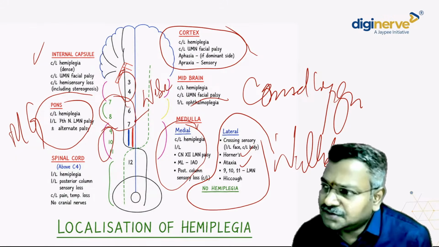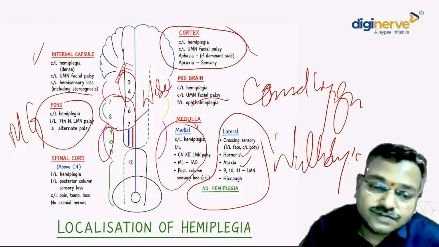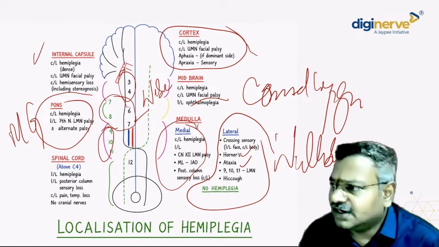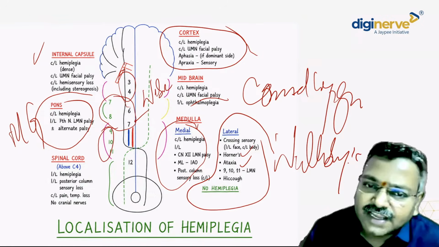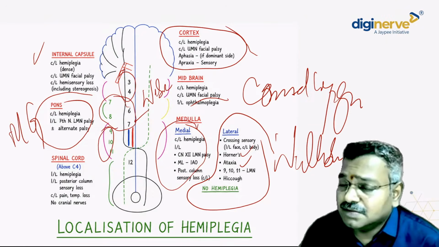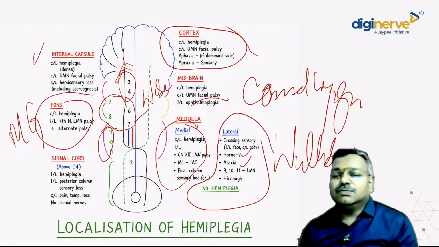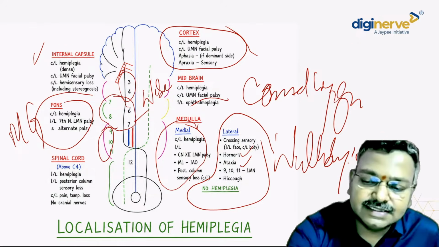In medial medullary syndrome, you'll have hemiplegia with 12th nerve involvement, internuclear ophthalmoplegia, and medial lemniscus involvement. In the spinal cord, sometimes above the level of C4, you can get a hemisection, but they will not usually have any cranial nerve involvement. So, for localization of hemiplegia, the brainstem syndromes, Weber's, Millard-Gubler's, Wallenberg, you should know the features. Again, a common question asked in MCQs.